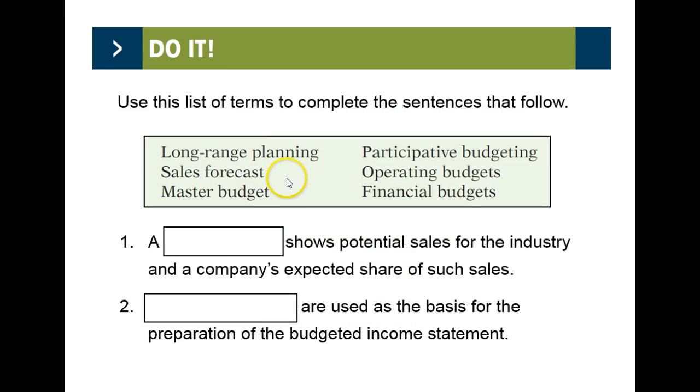Use this list of terms to complete the sentences that follow. This looks like a good matching. A blank shows potential sales for the industry and a company's expected share of sales. What would that be? A sales forecast. A blank are used as the basis for the preparation of the budgeted income statement.